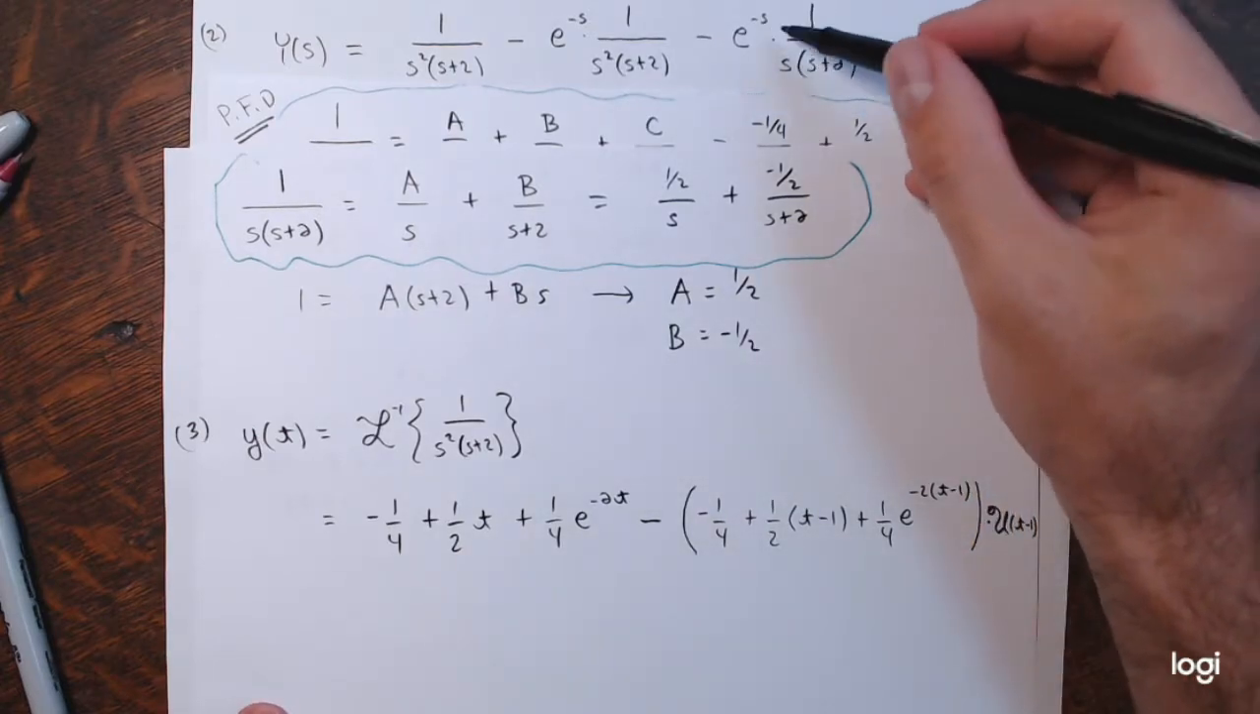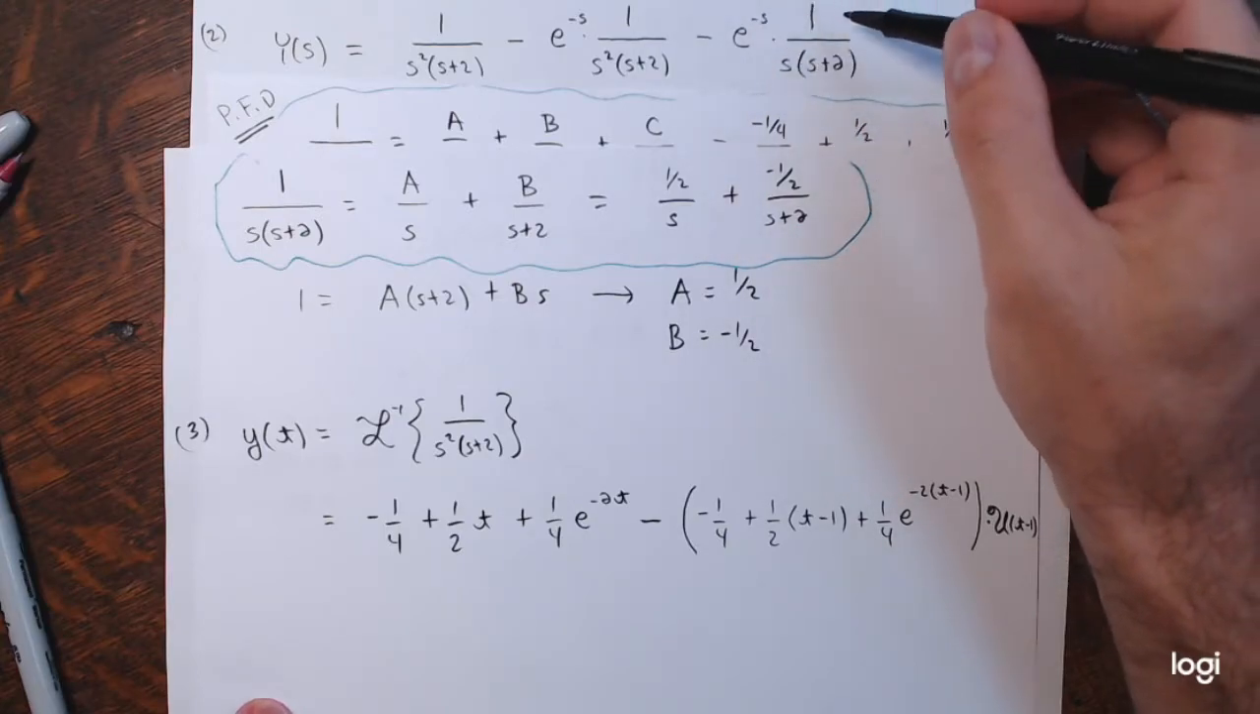And then the last part also has this minus e to the negative s. So again, I'm going to be using the second translation theorem.